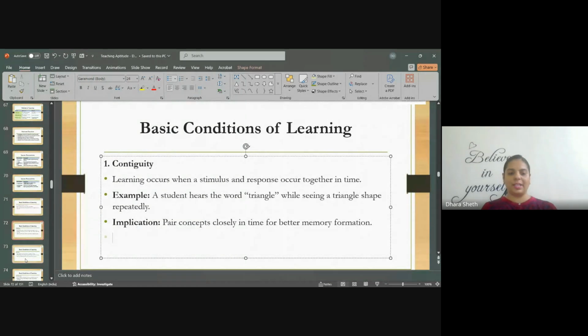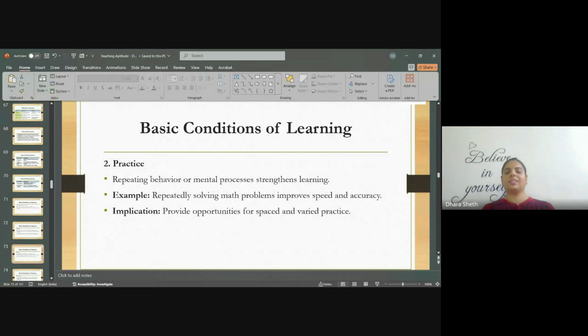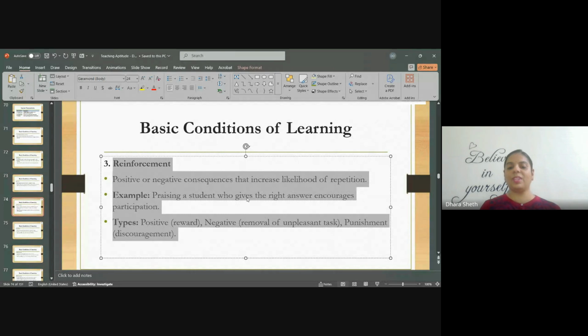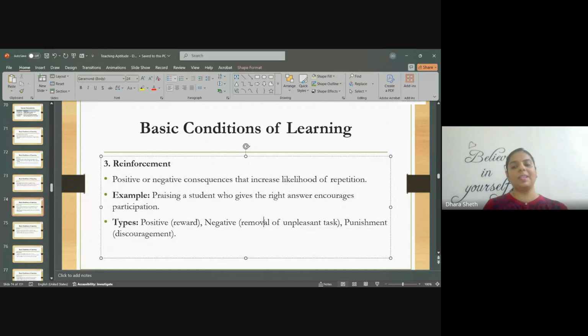Stimulus and response should be there. Practice is important. We already discussed the concept of practice at least 2 times today. Repeating behavior or mental processes strengthens learning. Next, reinforcement: positive and negative consequences, positive reward, negative reward, punishment. See, this is completely Skinner's theory. When you see the word reward, reinforcement, it is the behavior reinforcement theory, experiments done by Skinner and Pavlov, especially Skinner. Positive is reward, negative is removal of unpleasant task, and punishment is discouragement.